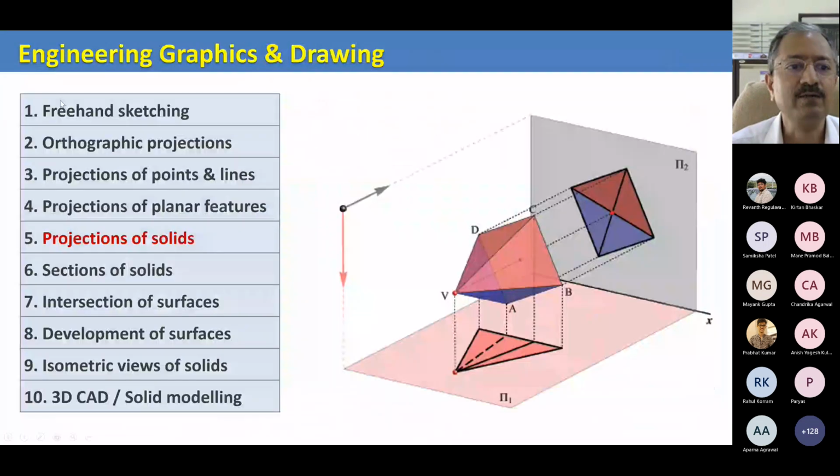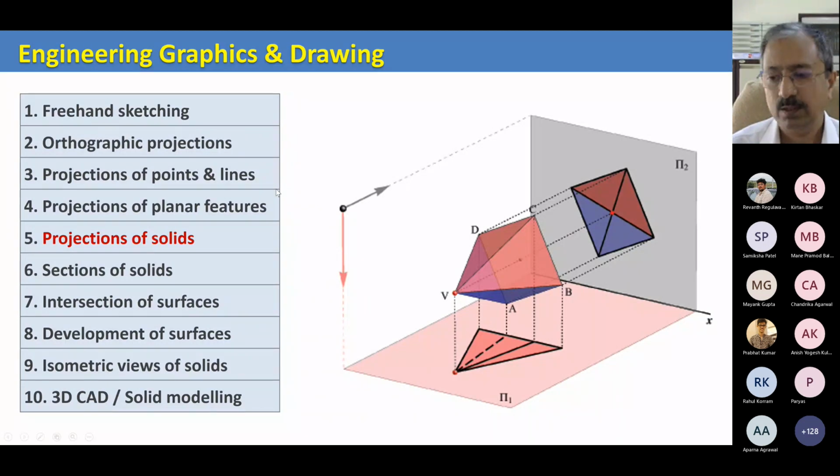Okay, so let me start from lecture class number 5, and we are now looking at projections of solids. Look at the picture on the right side. By solids, I mean 3D models bound by some surfaces. We'll define all those things. When you project those onto planes, of course orthographic planes or auxiliary planes, we'll look at that. And those projections are what we are talking about in this class.